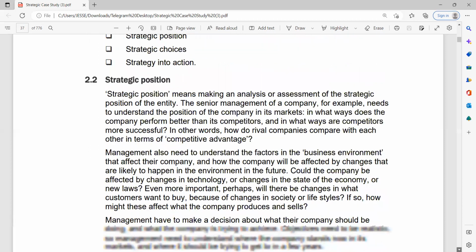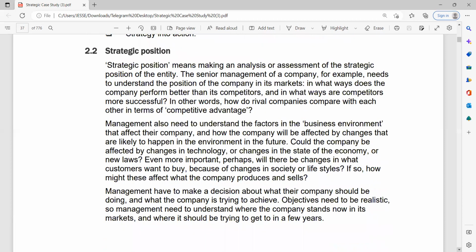Strategic position basically means you would want to understand the context of the organization, or the position of the organization within its environmental context. Every organization exists within an environment. Organizations do not exist within a vacuum. That's one of the things you should know. They always exist within a certain context, a certain framework.